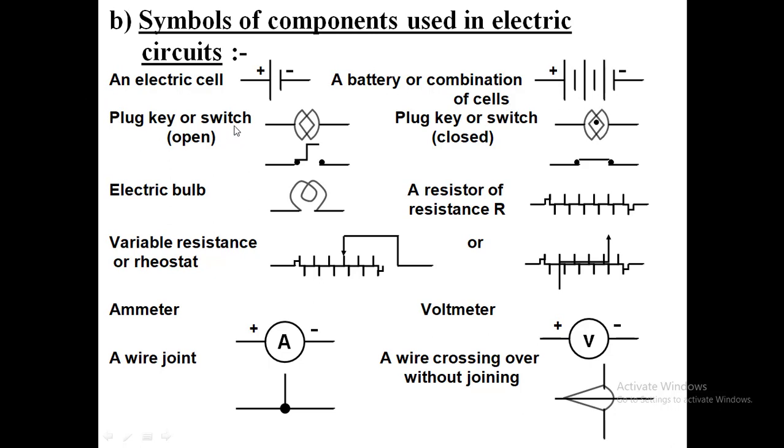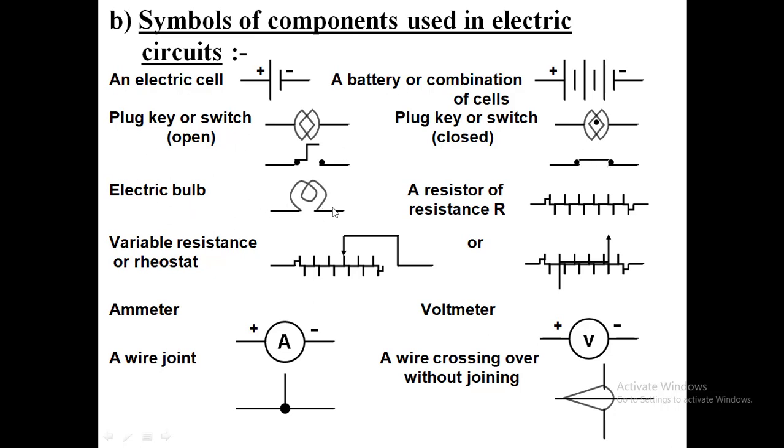Plug key or switch, which is open. Open means the circuit is not complete. For example, whenever you want to switch the fan on or off, you use a switch. Whenever you switch it on, the switch closes the circuit and makes the fan rotate. That's why it is represented with a dot, meaning it is closed. Now if the same plug key is open, you don't have the dot. That means the circuit is incomplete and the fan will not rotate. Now this is another way of representing the open switch and a closed switch.